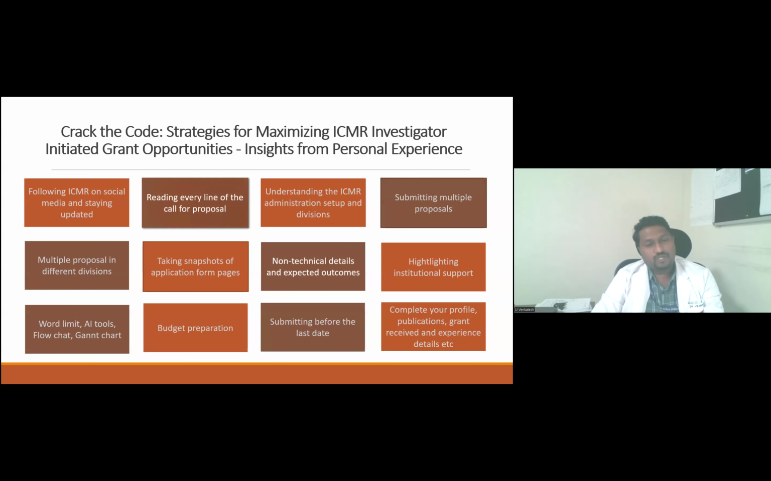So you can also maximize your chances of getting the grants. The first one is, you need to follow the funding agency which you are targeting, for which you are writing the research proposal. Suppose it is ICMR, follow the ICMR media, the social media, and stay updated with every update. How this can be useful, I will tell you in the upcoming slides.